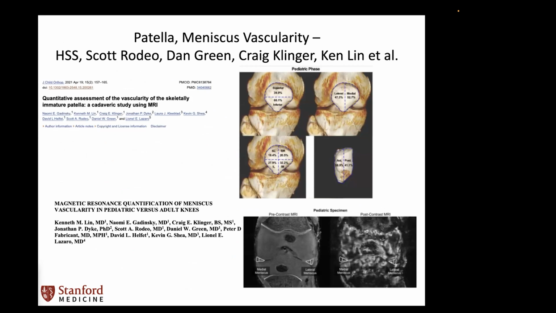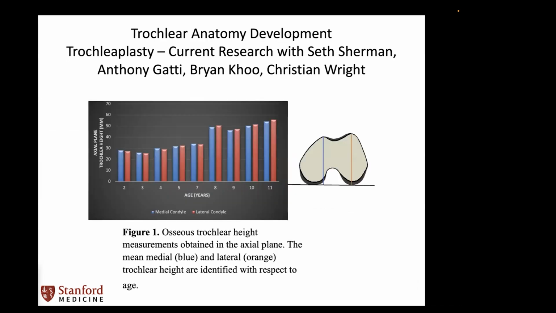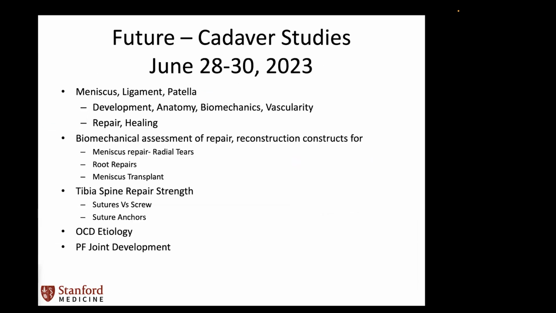Some other areas we're doing work on is we're really trying to better understand both patellar and meniscal vascularity, and had a great partnership with Hospital for Special Surgery with Scott Rodeo, Dan Green, Craig Klenner, and Ken Lynn. I'm not sure if Ken is here, but Ken has done some great work with us over the last 4 or 5 years here. We've got a lot of work going on right now on how the trochlea develops in kids, and can we do guided growth and intervene in dysplastic trochleas to alter the development of trochlear growth? And Seth Sherman, Anthony Gaddy, Brian Koo, and Christian Wright have just been a fantastic team to work on this project over last summer and this upcoming summer.